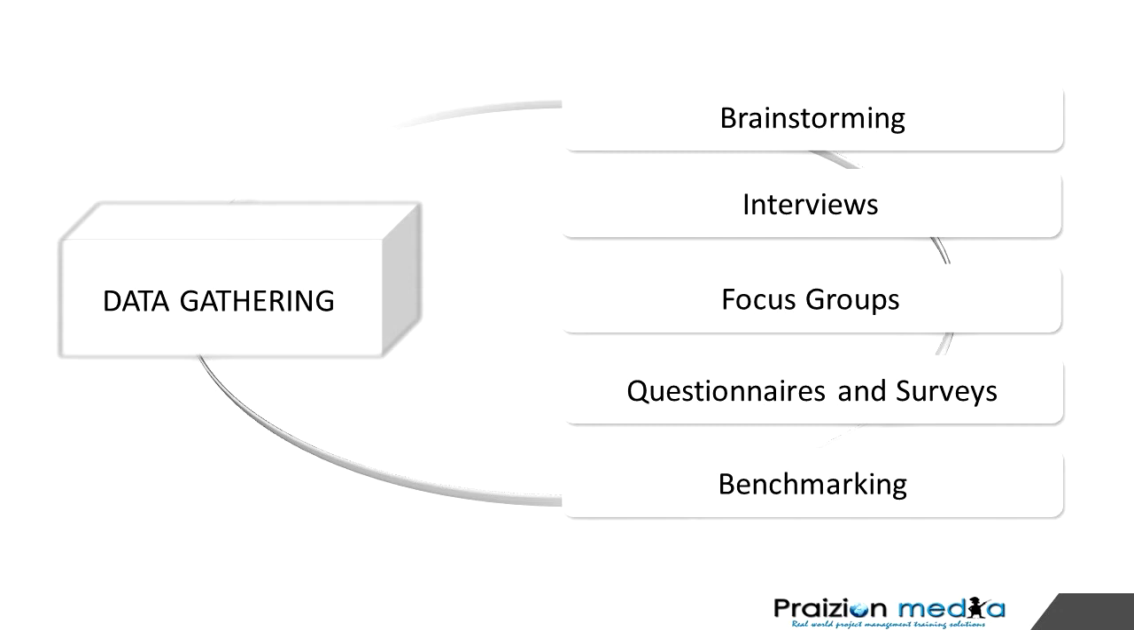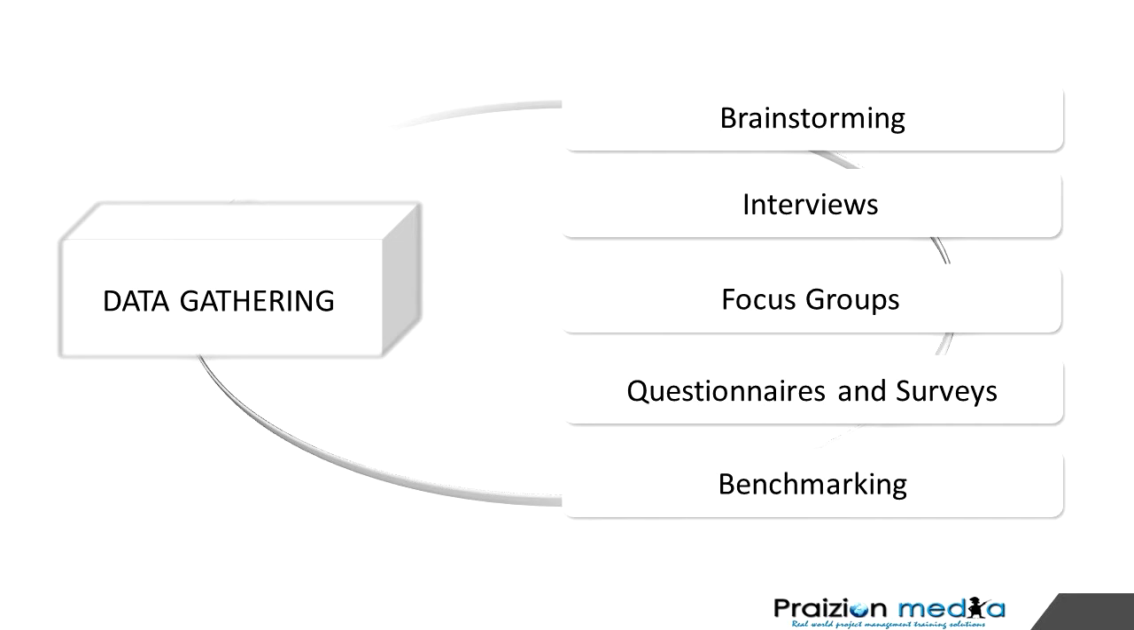We could also use benchmarking. Company X used this as a benchmark for this systems project. We're working on a similar project, so let's use what their benchmark was for our project, or let's use what their targets or achievements were for this project or this system. So there are quite a few of them. You have to get used to them: brainstorming, interviews, focus groups, questionnaires and surveys, and benchmarking.